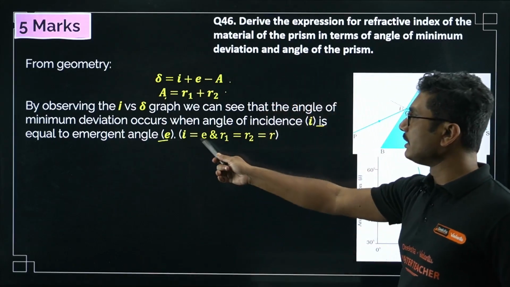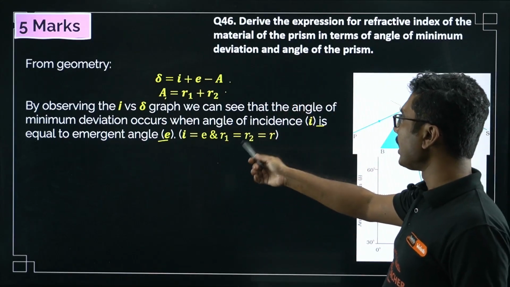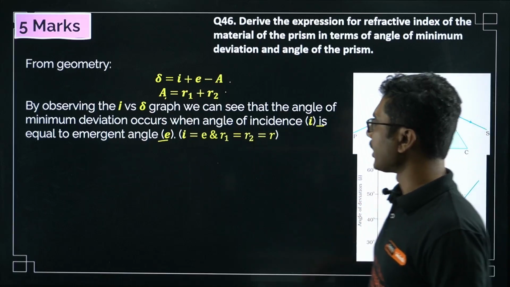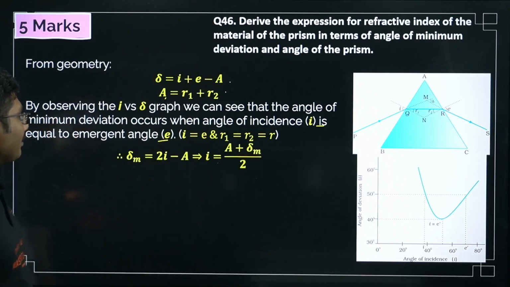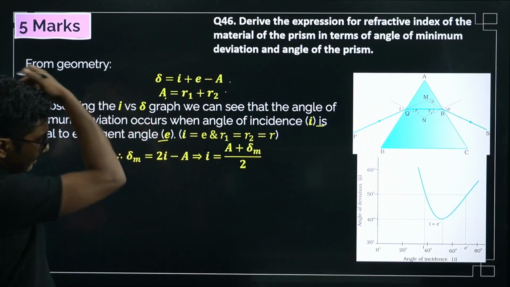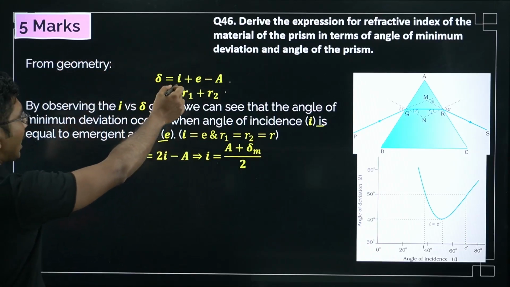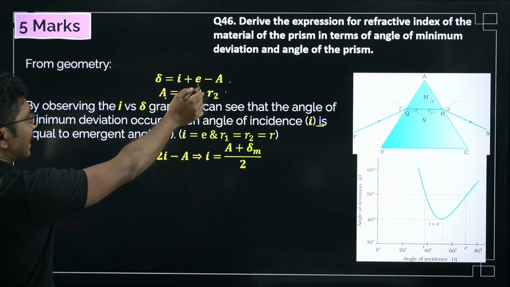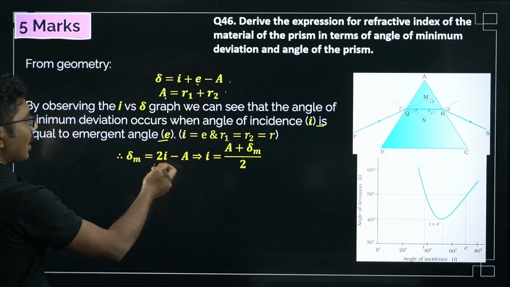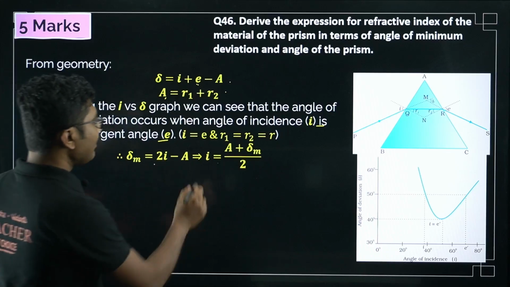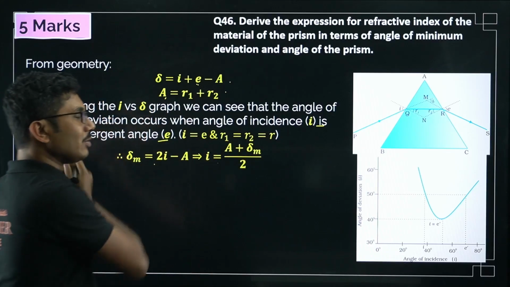That is, i is equal to e and R1 equals R2 equals R. Okay, so what we will do, we will put these values. So delta minimum becomes 2i minus A. If you put i here also, i plus i is 2i, 2i minus A, so delta m becomes 2i minus A, or i becomes (A plus delta m) by 2.